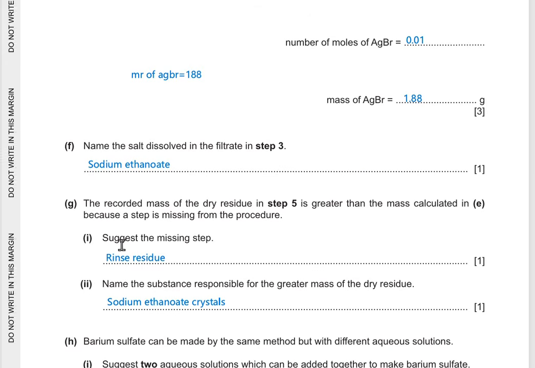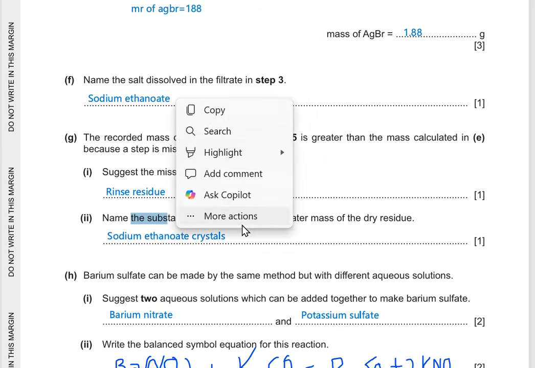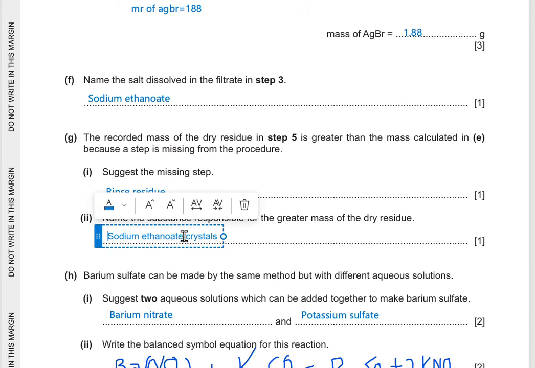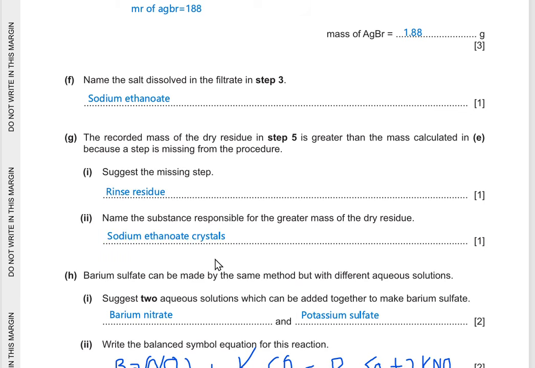Name the substance responsible for the greater mass of the dry residue. It said dry residue, so sodium ethanoate, but in its crystal state, because sodium ethanoate is soluble, so we don't know if it's the aqueous one or the crystals. But in the mark scheme, it doesn't really emphasize the crystals part.